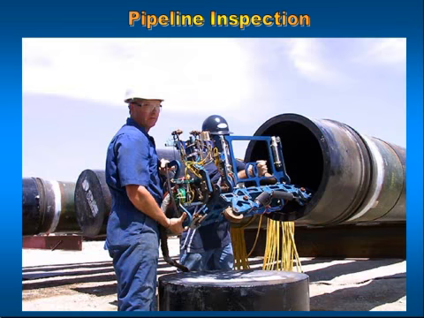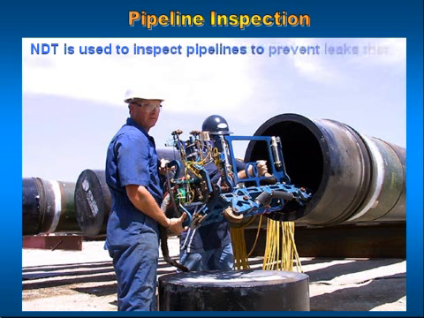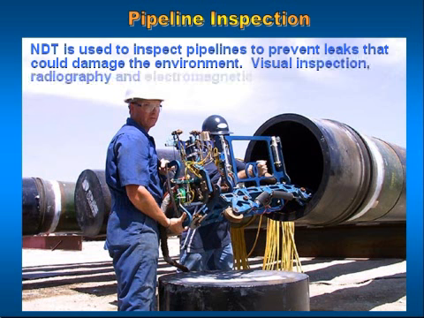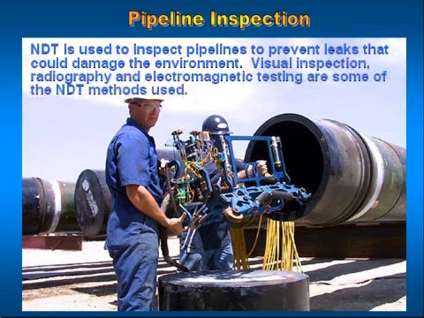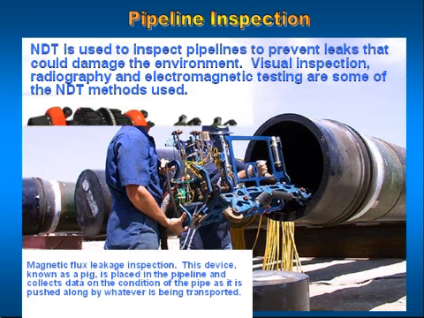Pipeline inspection. Non-destructive testing is used to inspect pipelines to prevent leaks that could damage the environment. Visual inspection, radiography, and electromagnetic testing are some of the NDT methods used.